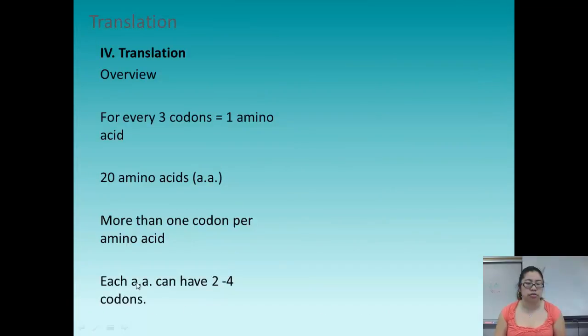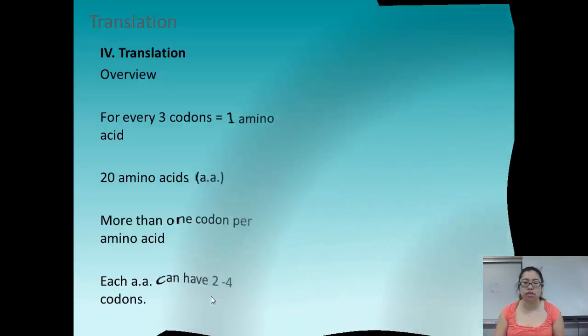So each amino acid actually can have, I said 2 to 4, but technically it can be 2 to 7. On average, it's 2 to 4. But as you saw in leucine, it has 7.